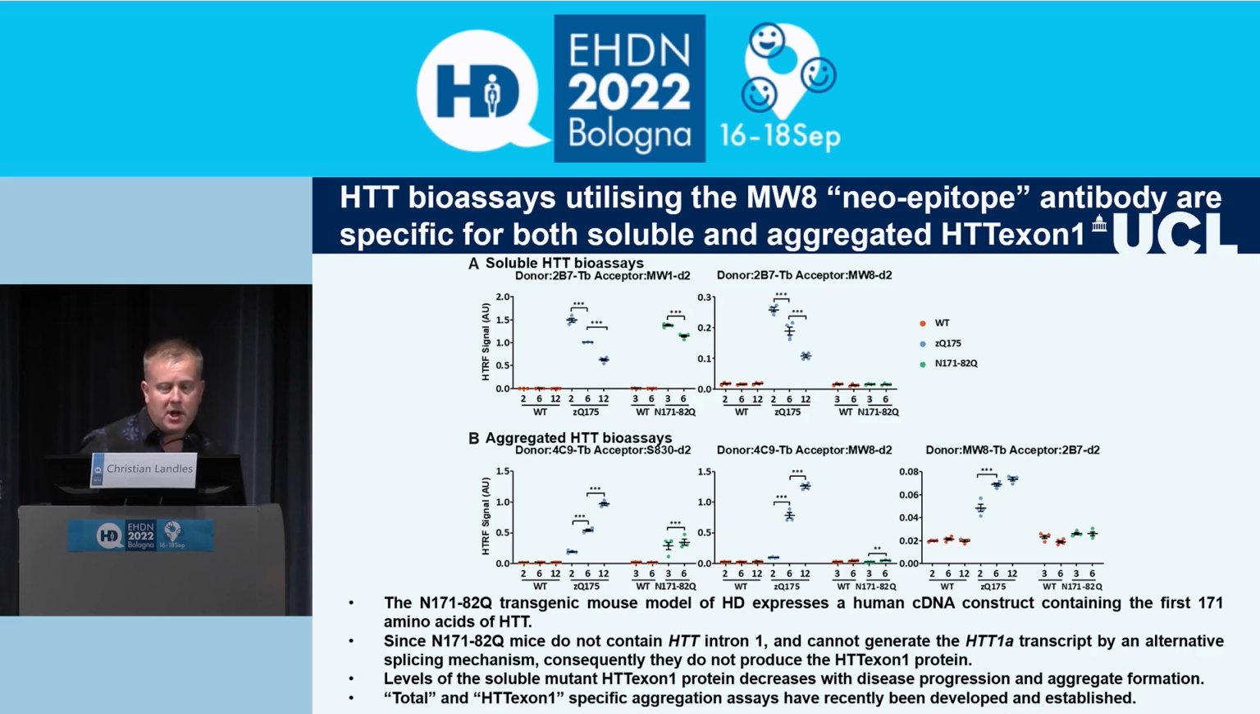So Jill talked nicely about the development of the MW8 assay, so I'm not going to spend too much time on this. But using the M171 mouse that doesn't make exon 1, we basically could confirm that we had an exon 1 specific assay for soluble Huntingtin. And then more recently this year, we've swapped out the MW8 with S830, and shown here in B at the bottom, we have a specific antibody to look for total aggregation and soluble.